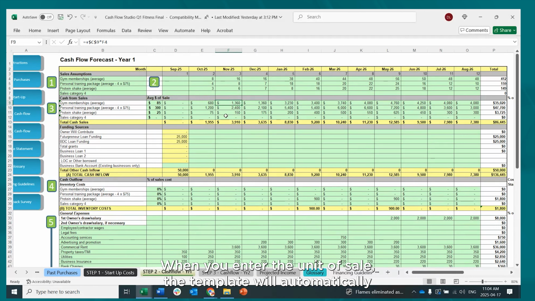When you enter the unit of sale, the template will automatically calculate the total sales from that category. For example, they plan on getting 8 members in October. The template will calculate it, which translates into $680, and so forth. A reminder, please do not add any more cells or change the formula. The template will also add the total money for the month under A, total cash inflow.